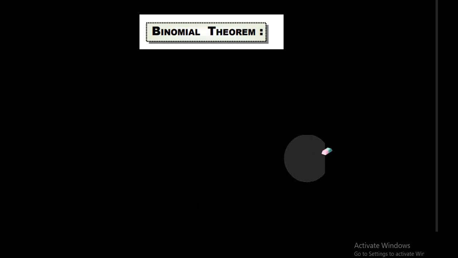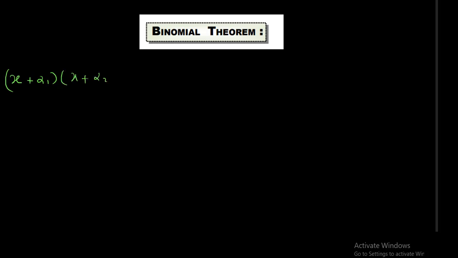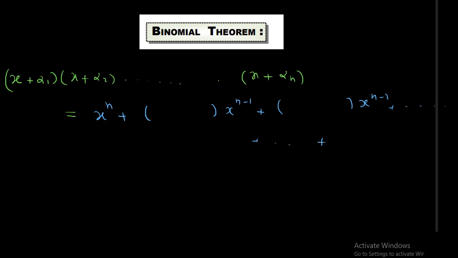Now, interesting thing is, listen all of you. Finally, x plus alpha 1 into x plus alpha 2, and so on, into x plus alpha n, given. Now I want to multiply this out: x power n plus something into x power n minus 1 plus something into x power n minus 2, and so on, plus something.